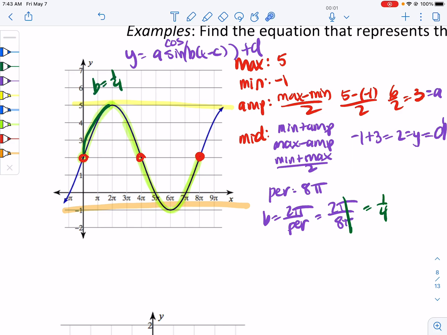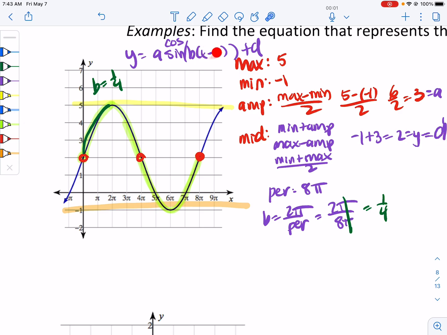Now, when it's less than 1 full cycle, I prefer to find the period and then use this to find the B value. I think it's a little bit more precise and easier. Also, there are some where you won't be able to tell where it stops, and you're like, well, I don't know exactly what portion of the graph that is. So that's why I like this method here. Okay, so now we've got A, B, and D.